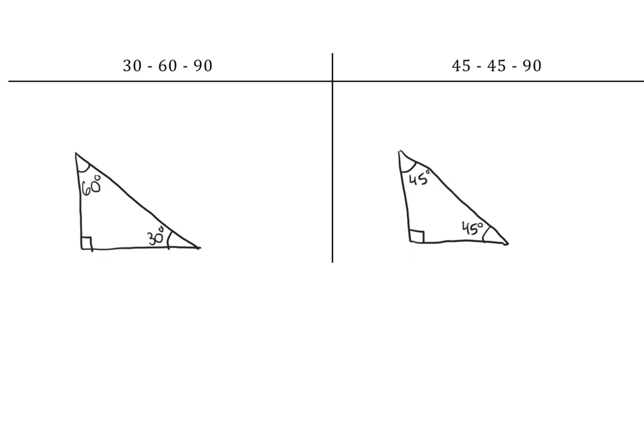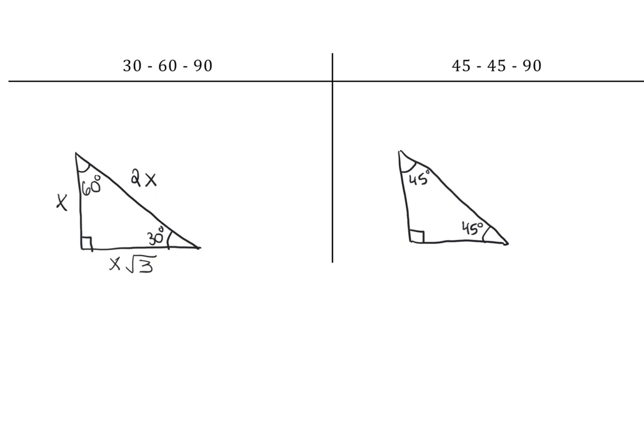If the side length that corresponds to the 60 degrees is x, then the hypotenuse will be double that side length. And then the side length that is by the 30 degrees will be x times the square root of 3. So this ratio exists for every 30, 60, 90 triangle.